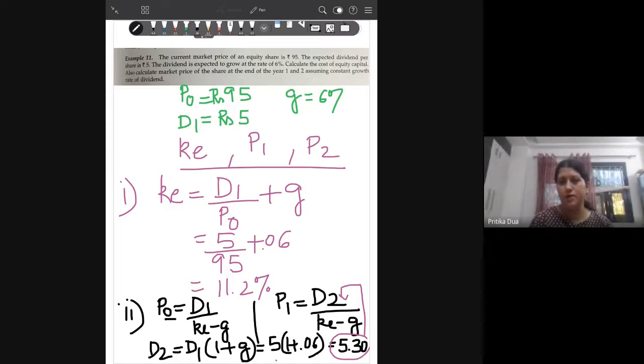So for the first part, the value will be 101.9. If anyone is getting any other value, please check your calculation. This is coming to 101.9. And please recheck for the second part because I'm seeing different answers here. So is it 108?